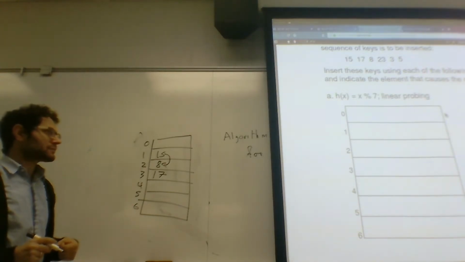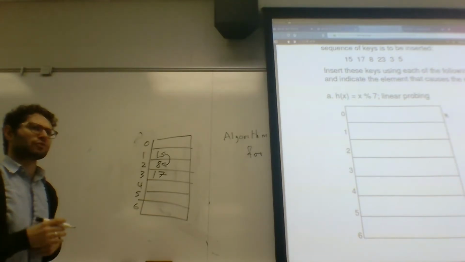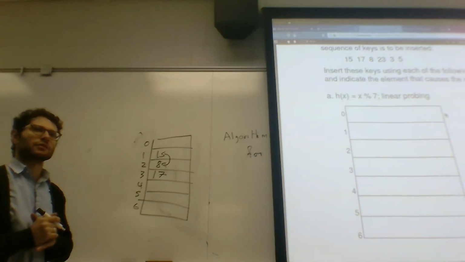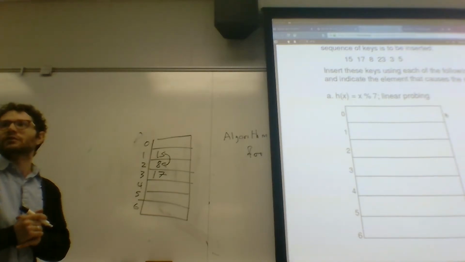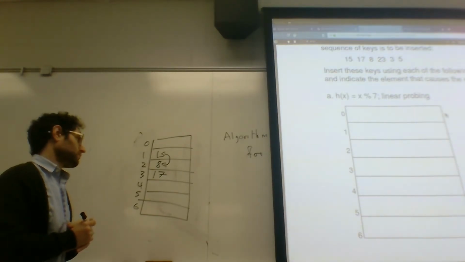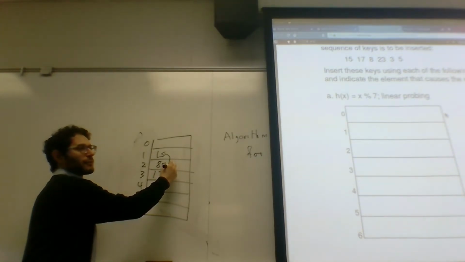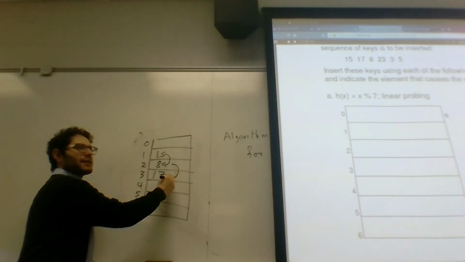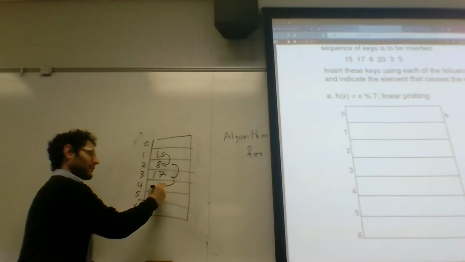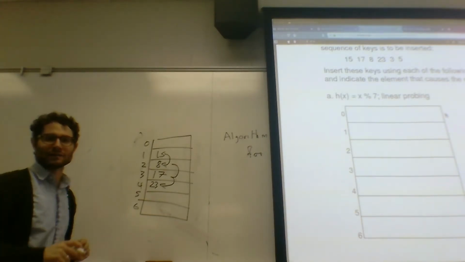Right? So now we've got 23. So let's look at 23. What is 23 mod 7? 2. Closest multiple is 21, and 2 more than that. So it's going to go into index 2. 23 is going to go in here, but it can't. So it uses linear probing to resolve it by looking for the next available slot, which is taken. So it looks at the next available slot, so you put it over here. Make sense so far?